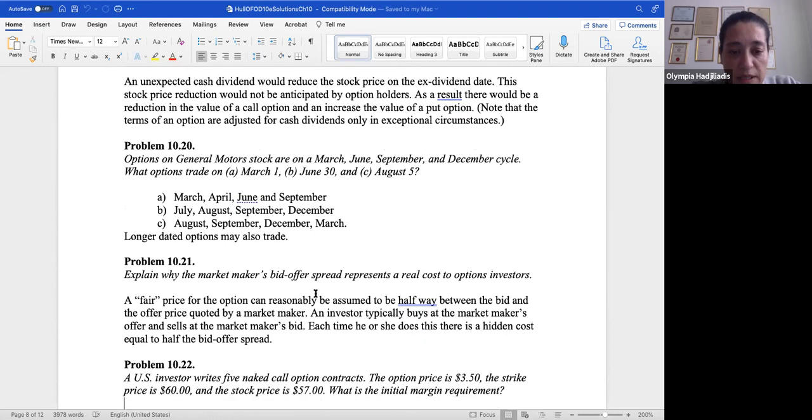So explain why the market maker's bid-offer spread represents a real cost to options investors. A fair price for the option can reasonably be assumed to be halfway between the bid and the offer price quoted by a market maker. An investor typically buys at the market maker's offer and sells at the market maker's bid. Each time he or she does this, there is a hidden cost equal to half the bid-offer spread.